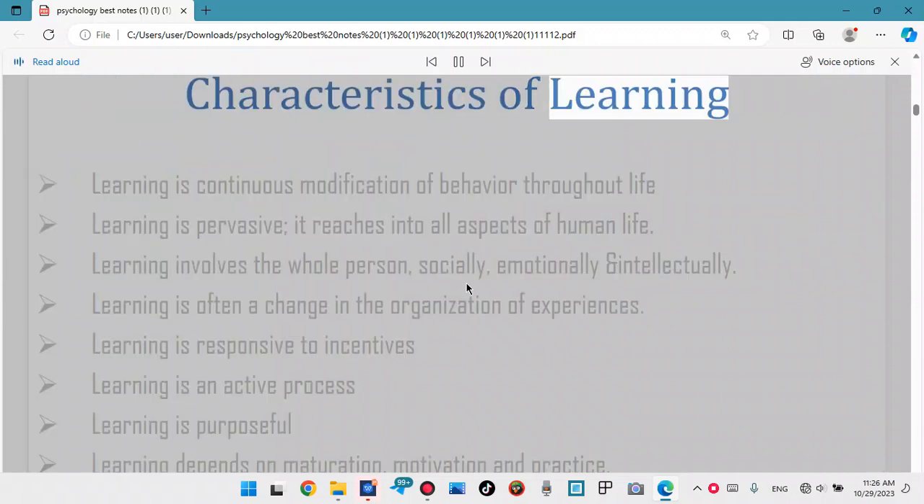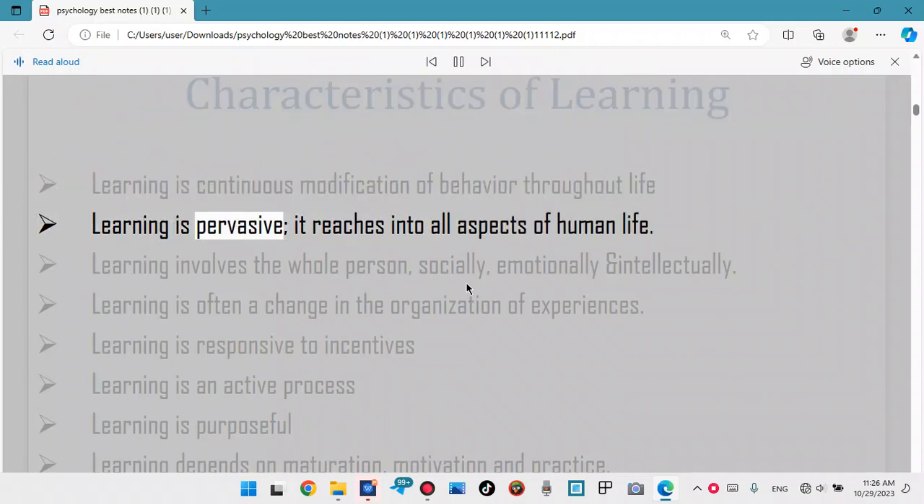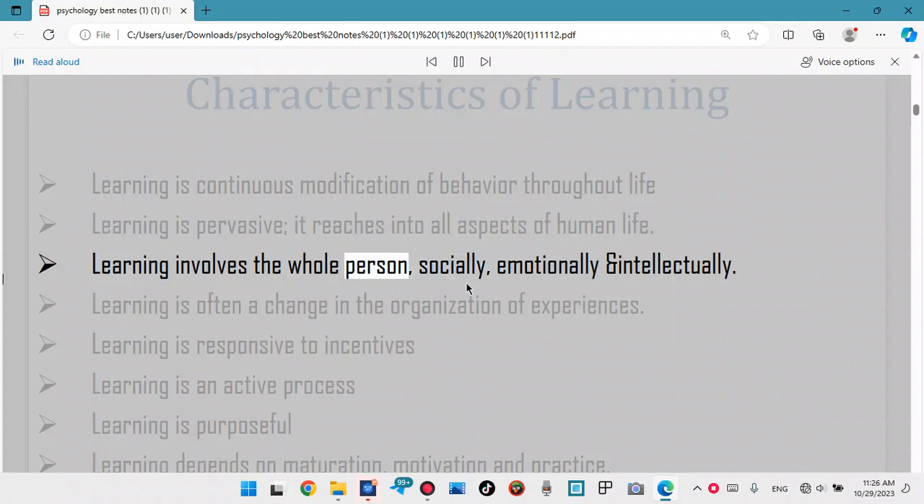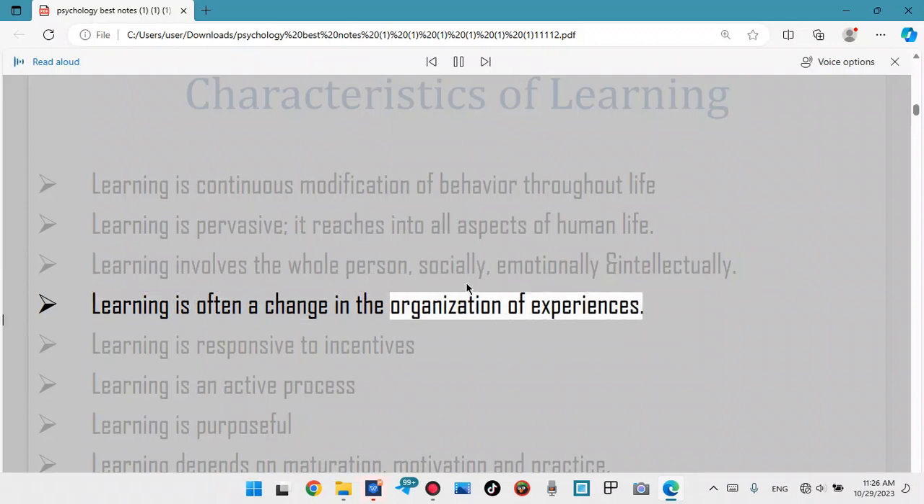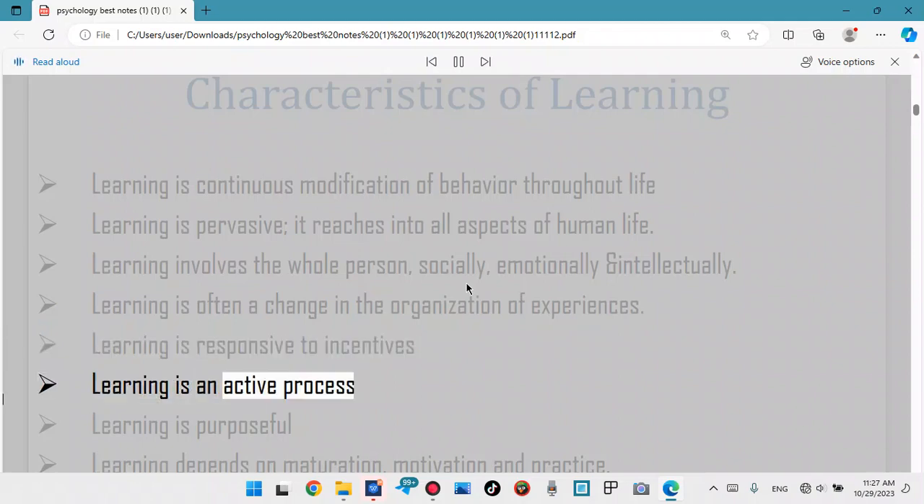Characteristics of learning. Learning is continuous modification of behavior throughout life. Learning is pervasive, it reaches into all aspects of human life. Learning involves the whole person, socially, emotionally and intellectually. Learning is often a change in the organization of experiences. Learning is responsive to incentives. Learning is an active process.